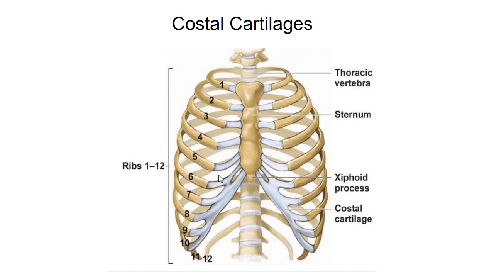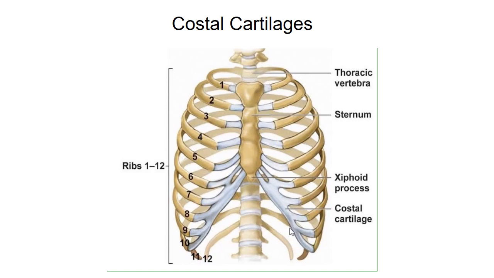While the costal cartilages of the 8th, 9th and 10th ribs, as you can see in this image, are not directly attached to the sternum. Instead, they articulate with one another and form the costal margin. This area, which you can see in this image, is the costal margin. What is the costal margin? The 8th, 9th and 10th costal cartilages articulate with one another and form the costal margin.